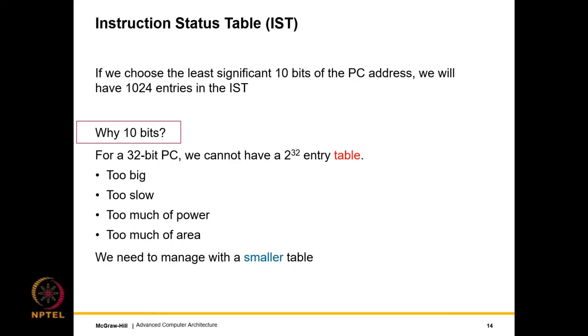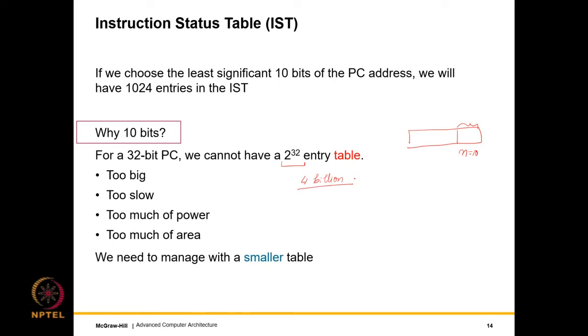If we choose the least significant 10 bits of the PC address, we'll have 1024 entries in the IST. So the first question is, why not use the entire 32 bits? Why just the 10 least significant bits, where n is equal to 10? Why not all of it? Well, if we have a 2 to the power 32 entry table, it will be very large. So how much is 2 to the power 32 exactly? It is roughly 4 billion entries.